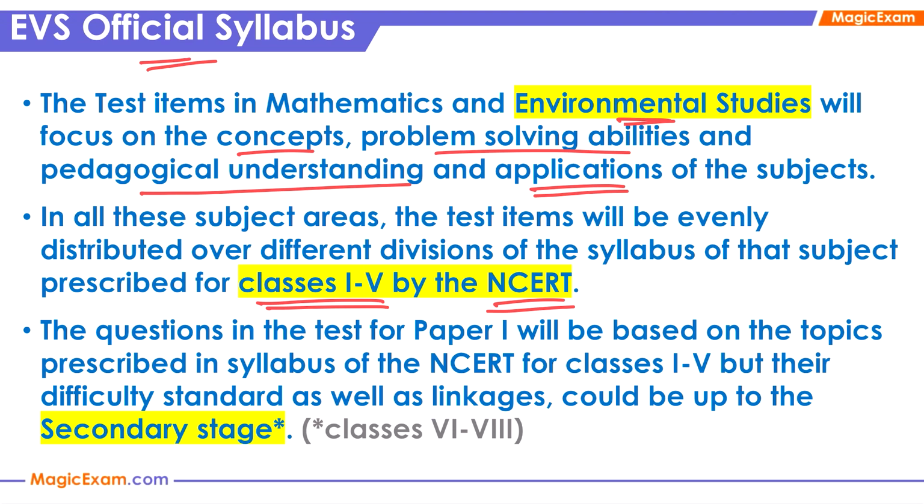But there is also a caveat. It is also mentioned that while the maximum number of questions might be based on the NCERT class 1 to 5 textbooks, there will be some linkages. That is, there will be some additional questions which can go up to the secondary stage, that is, classes 6 to 8. However, we have also seen some questions touching the class 9 and 10 syllabus as well. So in general, the maximum number of questions will be based on the class 1 to 5 EVS NCERT syllabus. And there will be some questions which are at a higher level, and there will be some general questions as well.